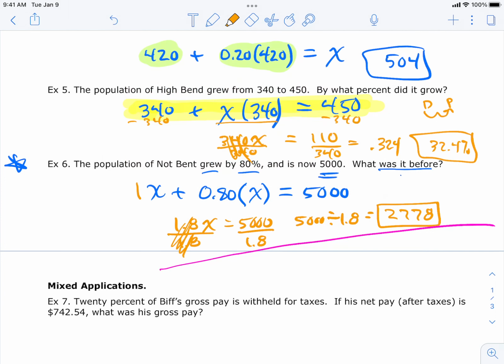So if you fly without thinking so much, you'll say, hey, 80%. I know how to do percent problems. You make that a 0.8. Okay, I need a number. I need to multiply 0.8 by something. I guess I'll multiply it by the 5,000.